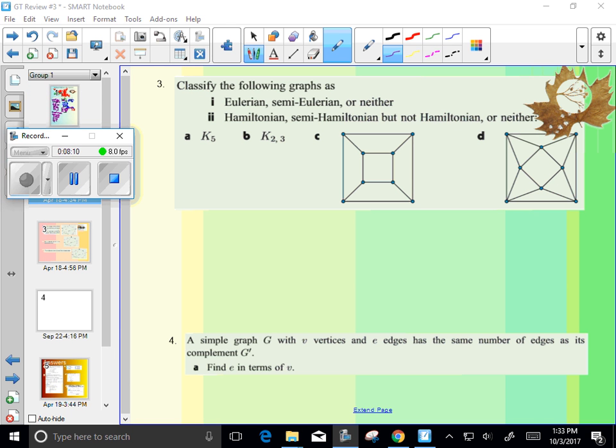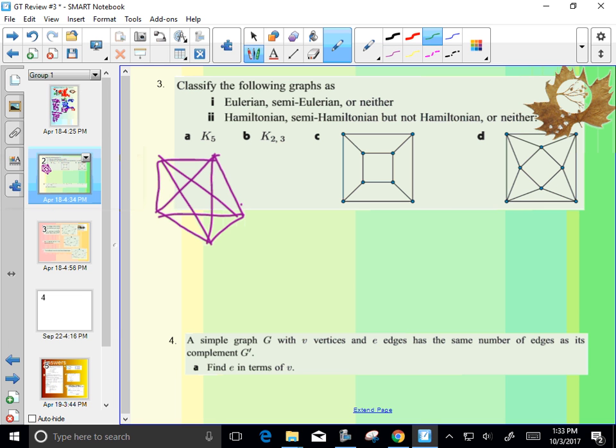So, classify the following graphs. Are you okay with these from looking at the answers? Anybody having trouble with any of these? Just please, when you draw these, just count the vertices, the edges at each vertex. So this one has 1, 2, 3, 4, 4, 4, 4, and 4.